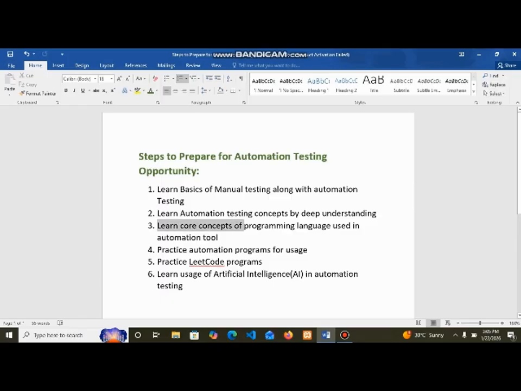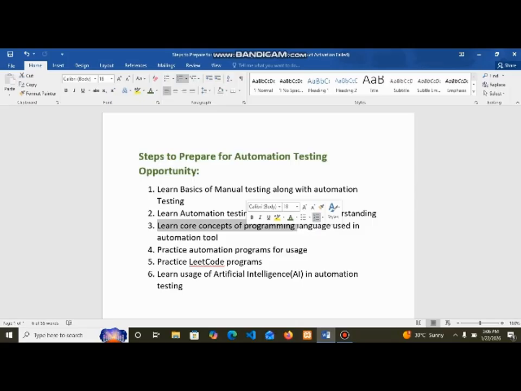Learn the core concepts is the third step you can do. So whenever you use some programming language such as Java, JavaScript as part of the automation tool, knowing about the programming language such as Java, JavaScript or C# is better to do, because whenever you write the automation scripts, you have to use this kind of programming.